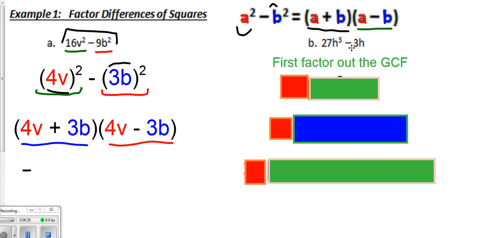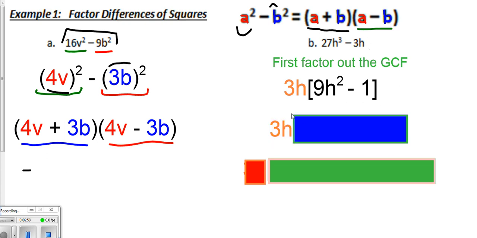Okay, again, like we said before, always factor out the greatest common factor first, if you can. In both of these, we notice we can take out a 3h. 3 is the biggest number we can take out. Both of them have an h with them, so we can take that out. What's left over? 9h squared minus 1. Because 3h times this one would become this. 3h times negative 1 becomes this negative 3h.